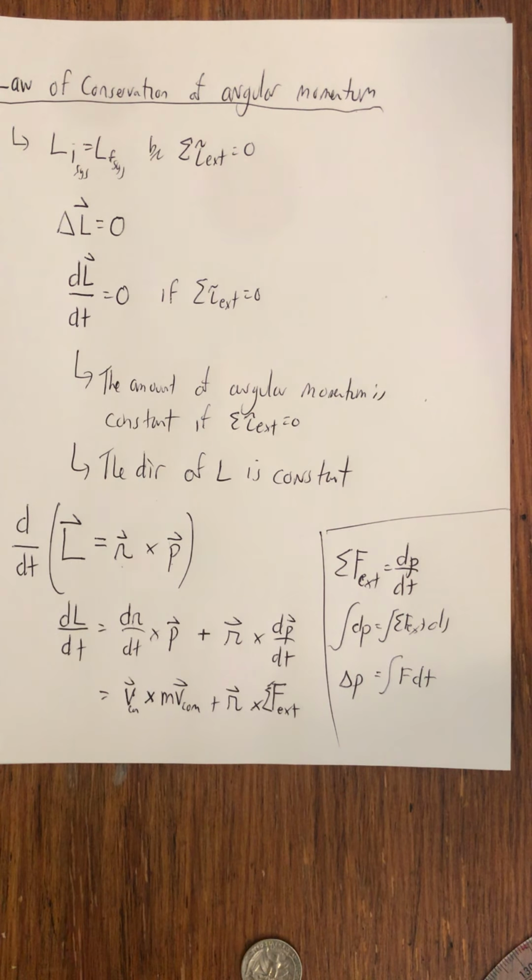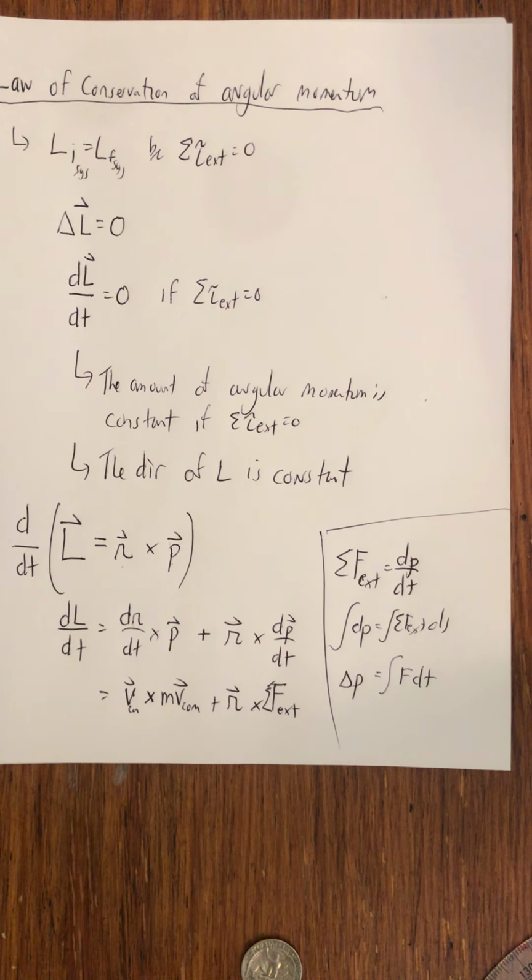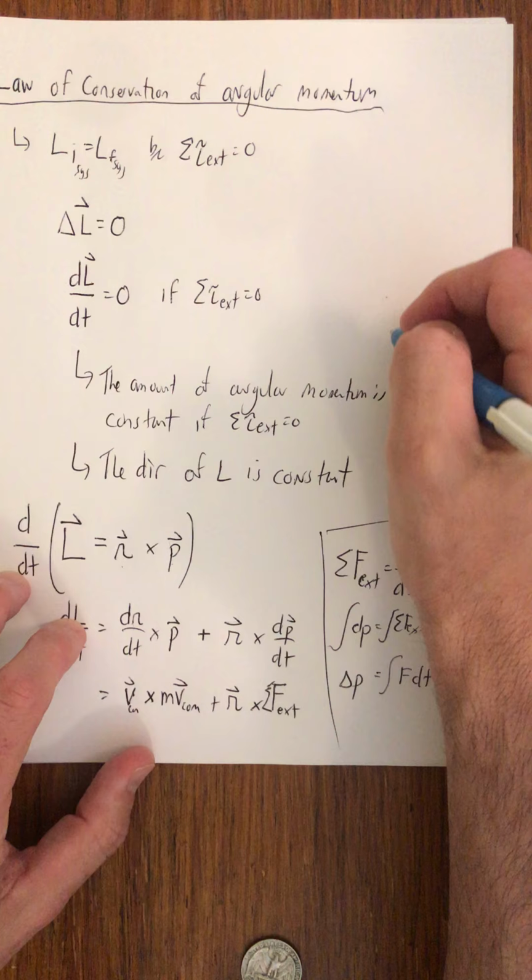So let's look at this. Oh, hold on a second. I have VCOM cross VCOM. Let's talk about the cross product. The cross product is maximized when theta is equal to, well, hopefully you said 90, right?